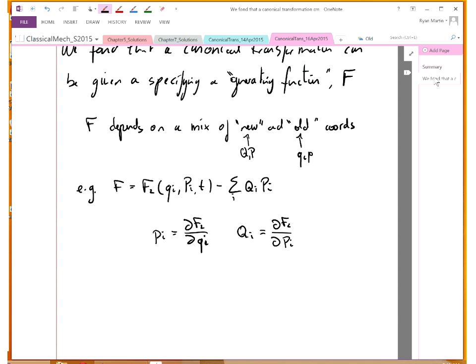So given f and these 2 equations, you can figure out exactly what the mapping is from lowercase q's and p's to capital Q's and P's. And we did a couple of examples of that. Okay, so any questions?